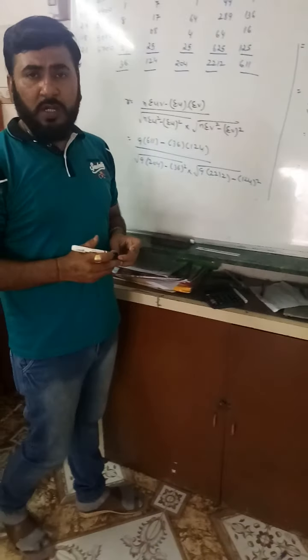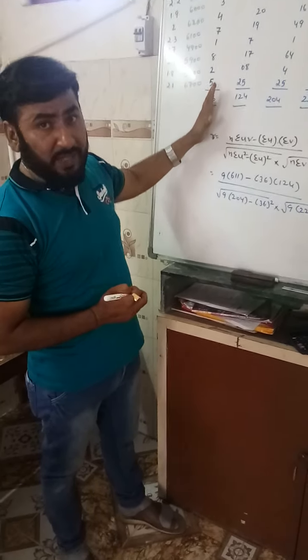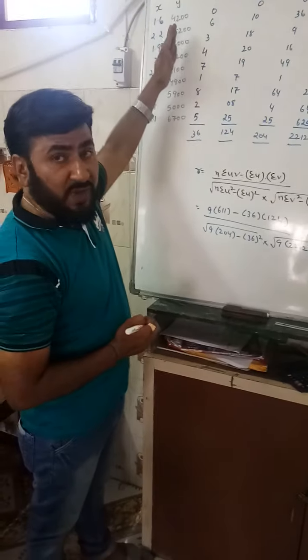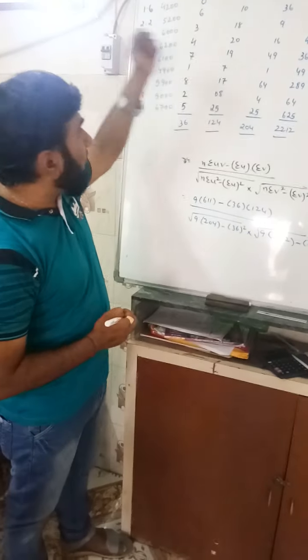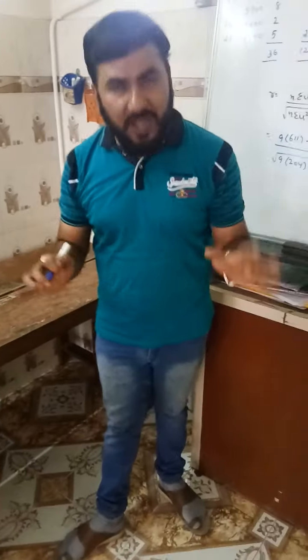So I think you understood how to find u and v, and in this sum we have discussed that when the values of x or y are too high, then directly apply the method of u and v. No need to find out x bar and y bar. I hope that you understood.